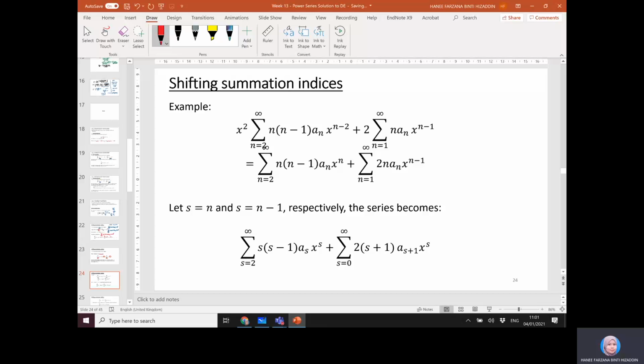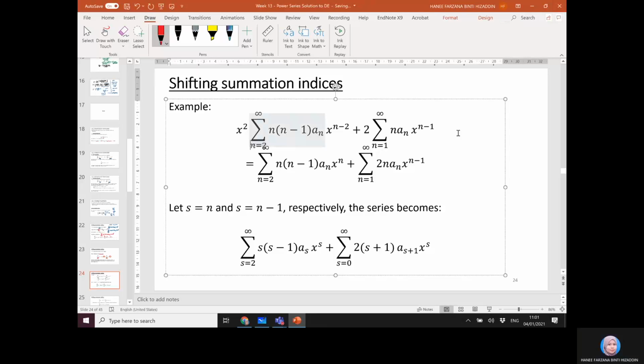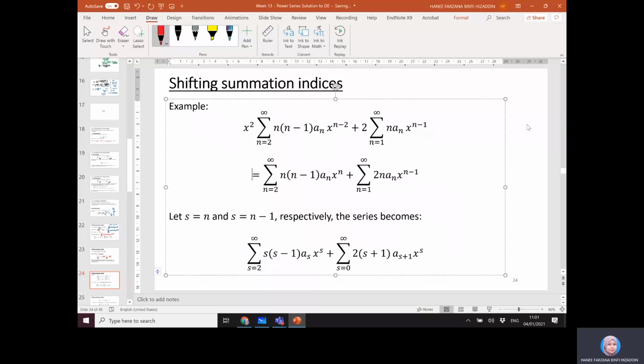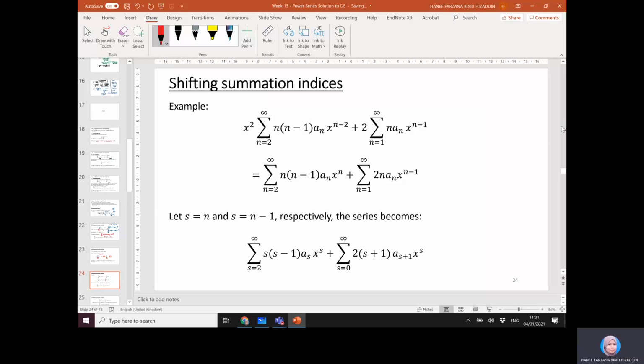So let's look at this example. Say you have this particular example here. Originally, you have this series that starts with n equals 2, and here it starts with n equals 1, and you look at the indices of x are different, so you can't add them and combine them into a single series.